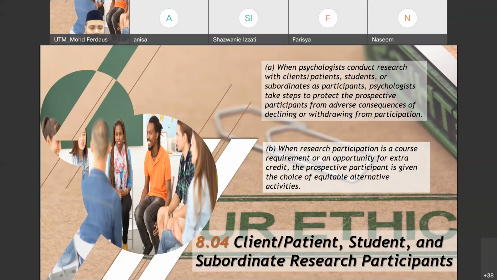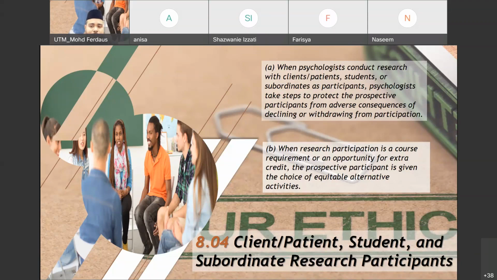Same goes if you are a clinical psychologist. If they agree to join your research and then in the middle of the research they withdraw, they don't want to continue, you should still continue your therapy with him or with her. You should not stop your therapy because it's part of our ethical conduct.